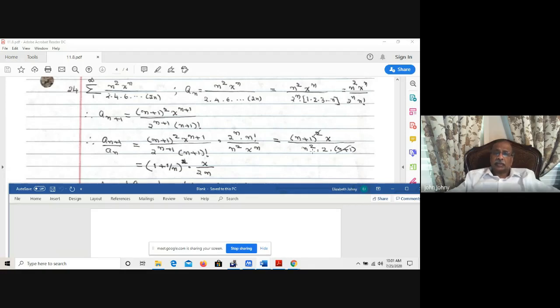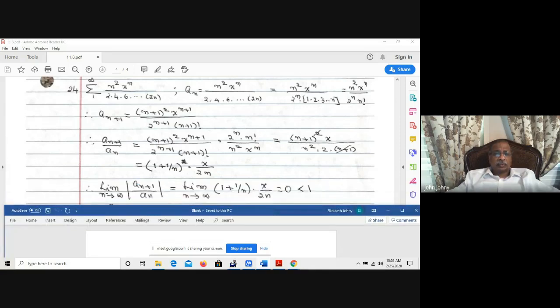And divide n plus 1 over n times n. This n square is written as n times n. So this is 1 plus 1 over n times x over 2n. So the limit as n approaches infinity of 1 plus 1 over n times x over 2n, which is 0, is always less than 1.